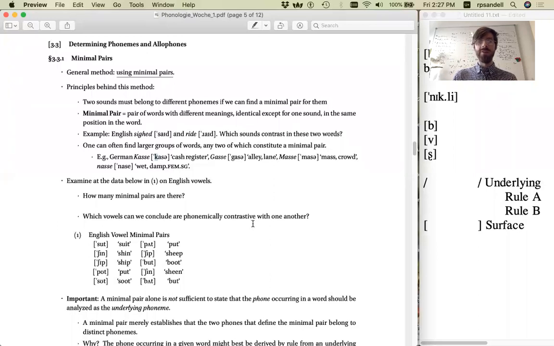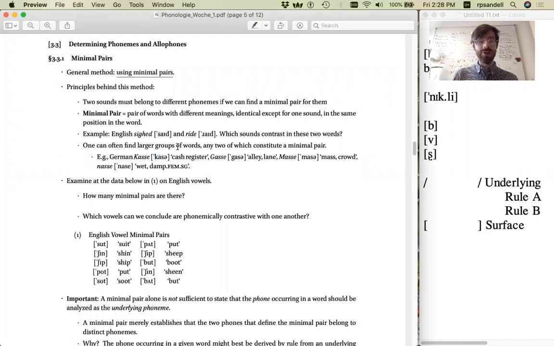Similarly, our voiceless velar fricative at the left edge of Kasse builds a minimal pair with Masse, and so that labial nasal must belong to a different phoneme than this voiceless velar stop. I think I may have been saying fricative. I meant stop here at the beginning of Kasse and Gasse, of course.